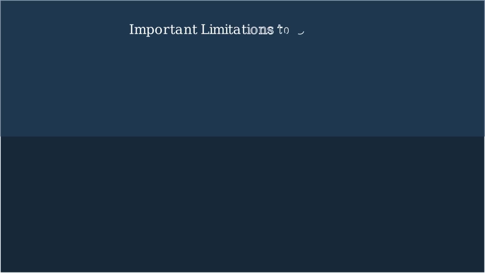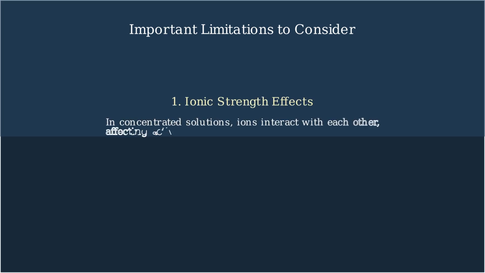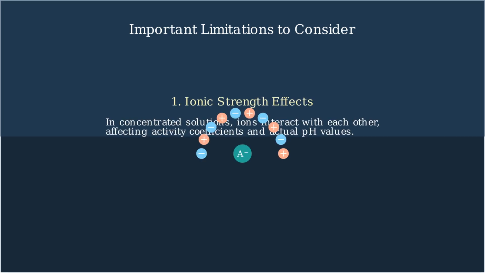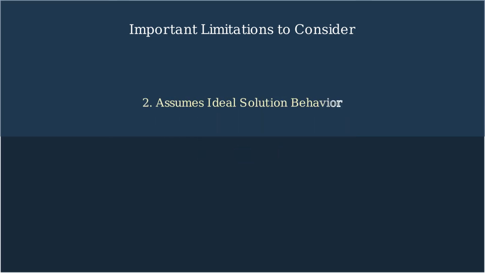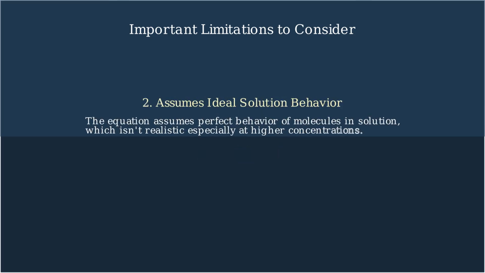Despite its utility, the Henderson-Hasselbalch equation has several important limitations that scientists must consider. The equation doesn't account for ionic strength effects, which can significantly impact actual pH in concentrated solutions. The equation assumes ideal solution behavior, which isn't always realistic. Molecules in real solutions interact in complex ways, especially at higher concentrations.